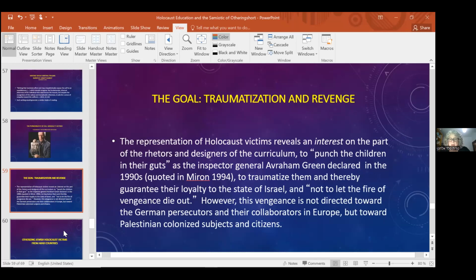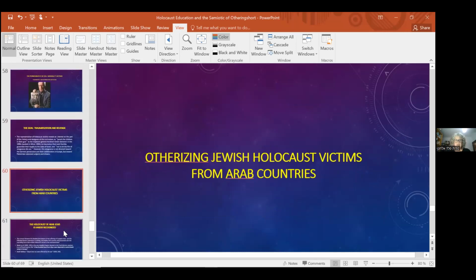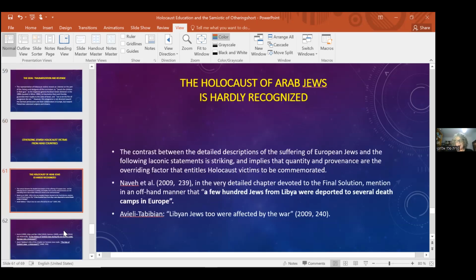That's what he said. However, this vengeance is not directed towards the German persecutors and their collaborators in Europe, but towards Palestinian colonized subjects and citizens who are, as we saw, Nazified. Another interesting thing is the way Jews from Arab countries who were Holocaust victims were not recognized by the state of Israel until 2010, because the state of Israel didn't want them to take their share in the reparation money. But the school books report about them in such an offhand manner.